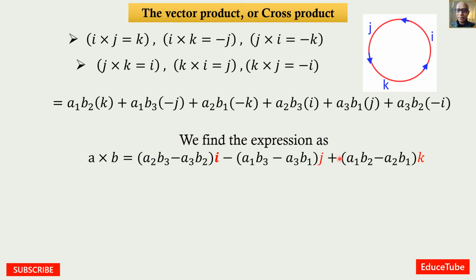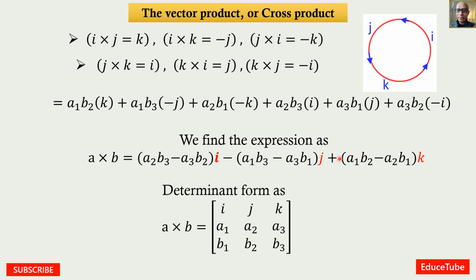We have to write it in determinant form like this, because if we write i, j, k, and a1, a2, a3, b1, b2, b3, then if I take i, this row we are not taking, we are taking only these 4: a2, b3, a3, b2. You see it is here. That is why we have to write like this, then it will be easy to find the determinant.